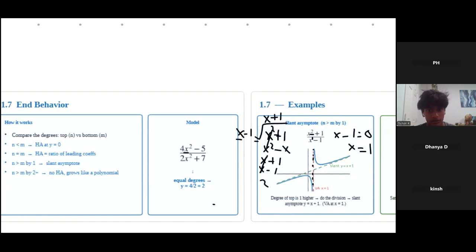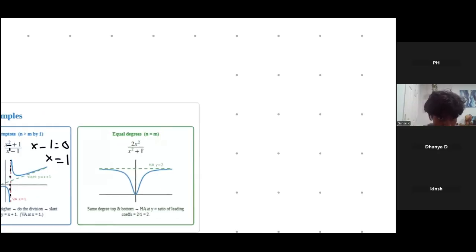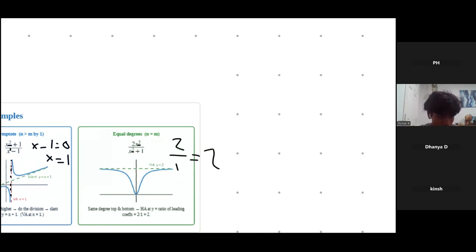Okay, you know what? We're just gonna do it over here. Now when it's equal degrees, we see that x squared. The degree on the top is 2, degree on the bottom is also 2, so these are equal degrees. And to find our horizontal asymptote when it's equal degrees, it's just gonna be the top leading coefficient over the bottom leading coefficient, 1 and 2. So that equals 2. So our horizontal asymptote is going to be at 2.